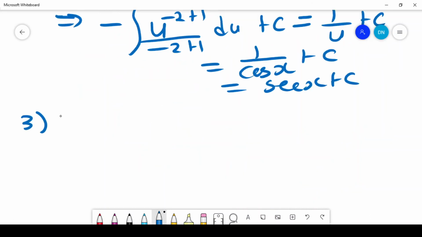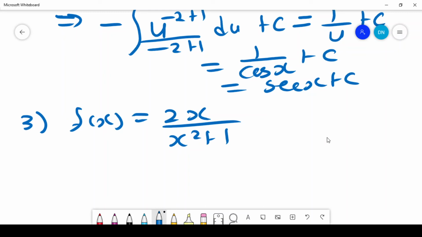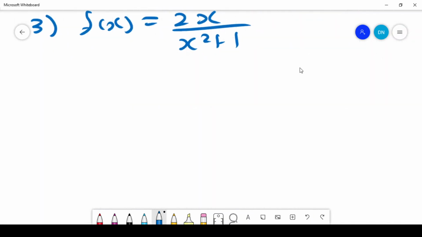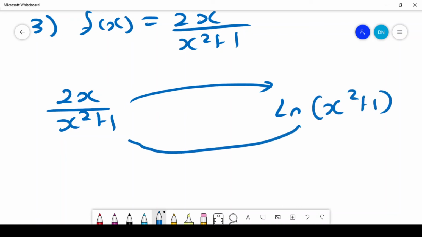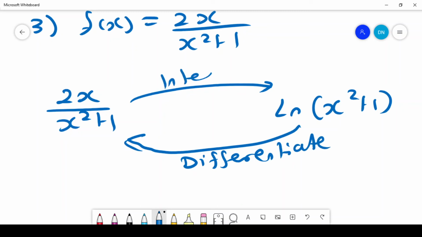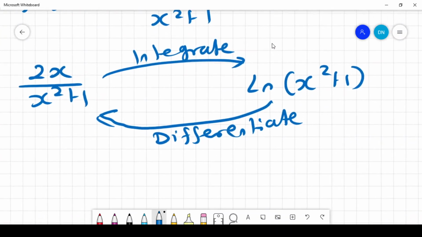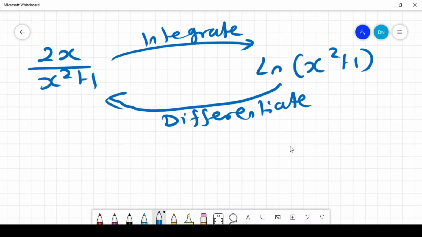So I've shown that if I have a function f of x equal to 2x over x squared plus 1, so what happens to this function? It is 2x over x squared plus 1. When I integrate, I get this, and when I differentiate, I get that. So this is when you differentiate, and this is when you integrate. That's what we want to show, that when I differentiate I get that, and when I integrate, what do I get? So that we can link the relationship.